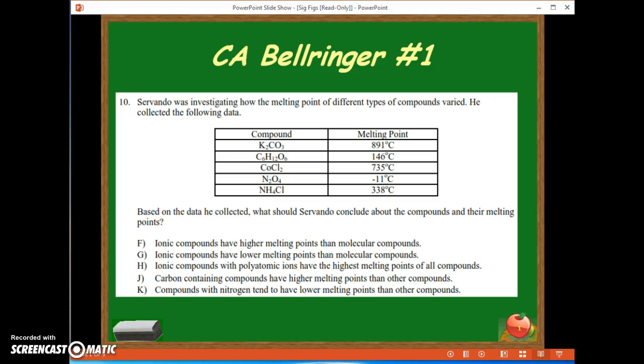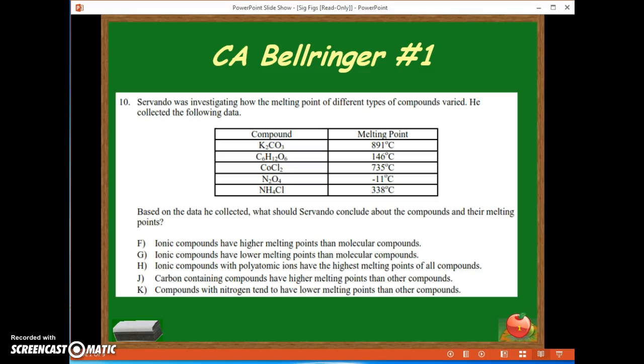So if you're looking at each of the compounds, you can see that the compounds that are ionic, so K2CO3, the first one is ionic because potassium is a metal and carbonate's a nonmetal. CoCl2, that's cobalt and chloride, those are ionic compounds, and ammonium chloride is also an ionic compound. Even though it's got no metals in it, ammonium NH4 is positive, so it actually acts like a metal. So those are the three that are ionic. You can see the molecular ones, C2H6O6 and N2O4, both have relatively low melting points compared to the ionic compounds.